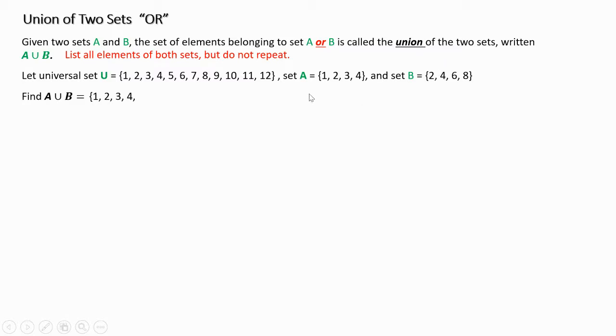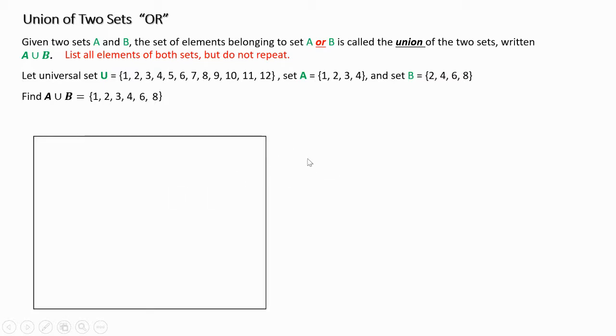Now you go to B, right? So it's 2. Is 2 already there? Yes, so we don't put it down. How about the 4? Is 4 there already? Yes, we don't write it down again. How about the 6? No, right? So we put 6. How about the 8? No, it's not there, so we put the 8. So that's your answer, guys.